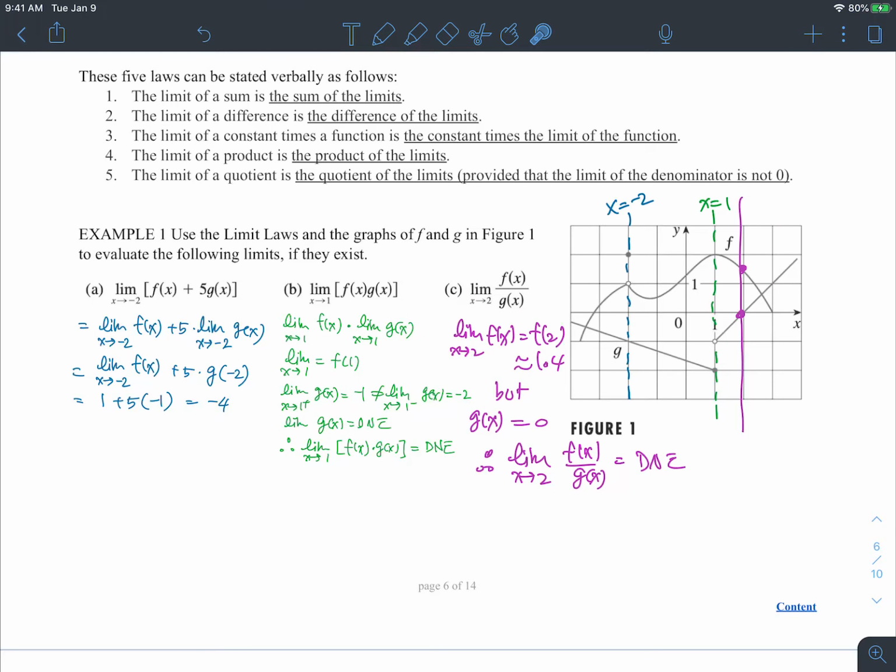But you don't need to go there. Just saying that g of x, the denominator, being equal to 0 is sufficient to say the entire limit is DNE. Okay, all right, guys. So let's slide over to the next page.